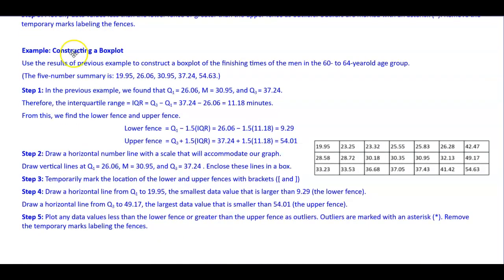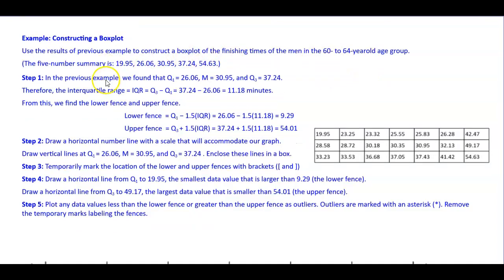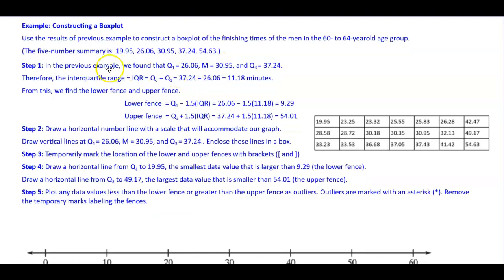So, for example, constructing a box plot. We're going to use the results of the previous example to construct a box plot of the finishing times of the men in the 60 to 64-year-old age group. Recall that the 5-number summary that we ended up finding was 19.95, 26.06, 30.95, 37.24, and 54.63. So, in the previous example, quartile 1 was 26.06, median was 30.95, and quartile 3 was 37.24.